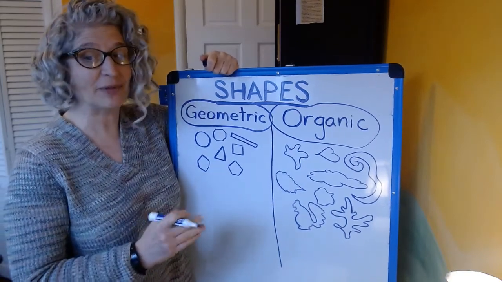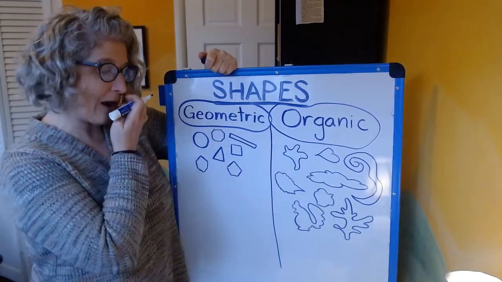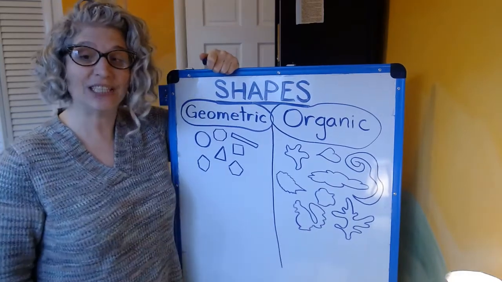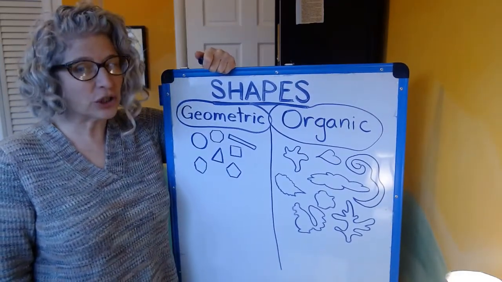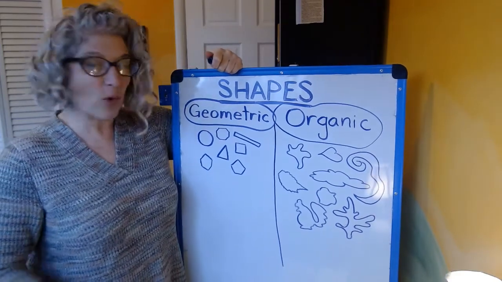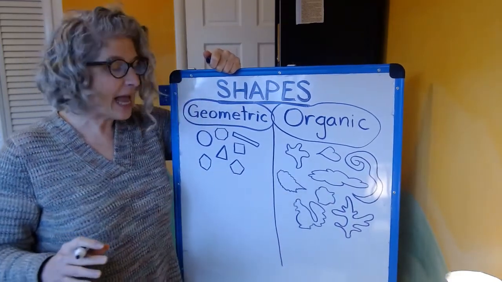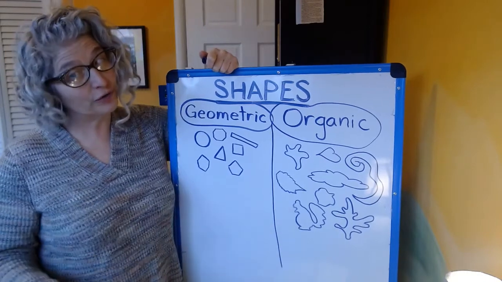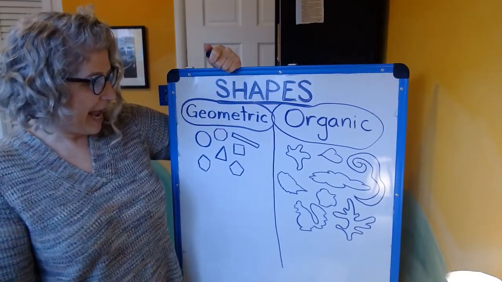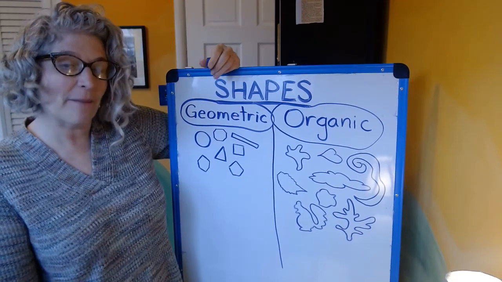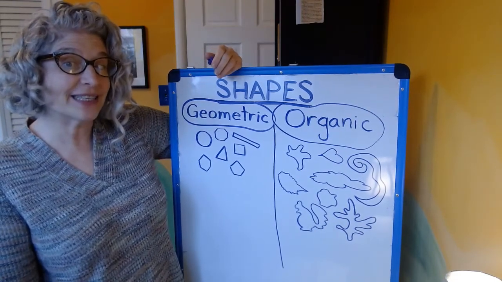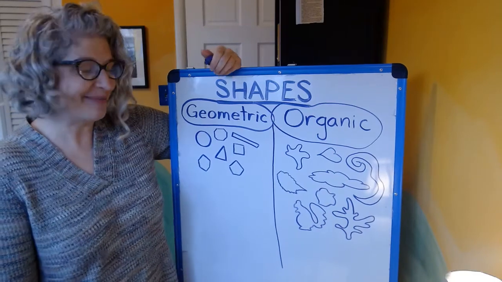Organic shapes are shapes that are found in nature, and they are harder to measure. They are more fluid. They have lots of curves usually, and some people might even call them amorphous. That's a big word.